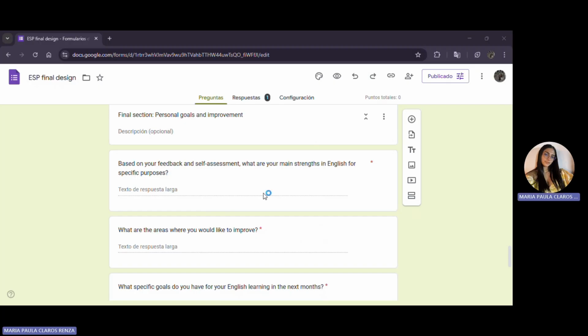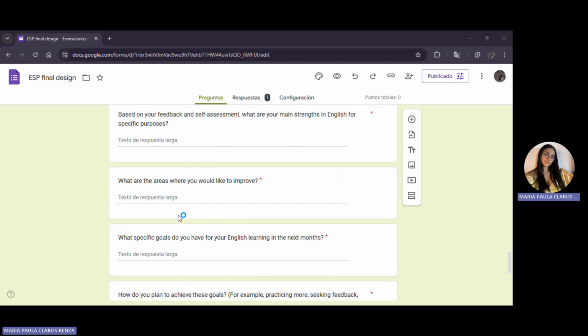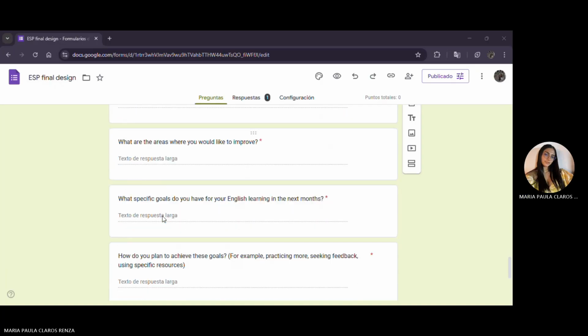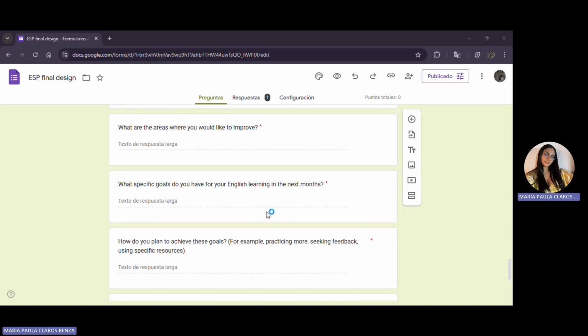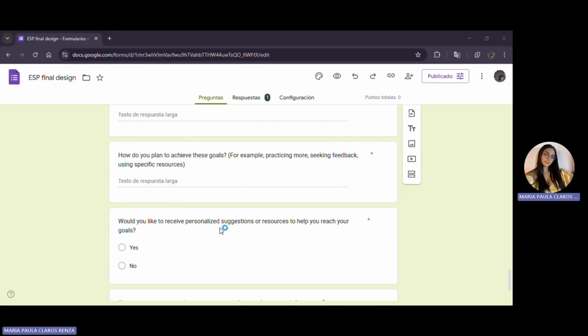focuses on areas for improvement, encouraging learners to identify where they can grow. The third question is about the specific goals for the next month, which helps maintain motivation and focus. The fourth question asks about plans to achieve these goals, such as practicing more, seeking feedback, or using specific resources. The last question asks if learners would like to receive personalized suggestions or resources to help reach their goals, ensuring they get the support needed.